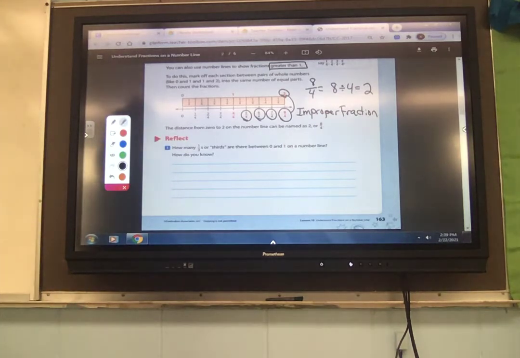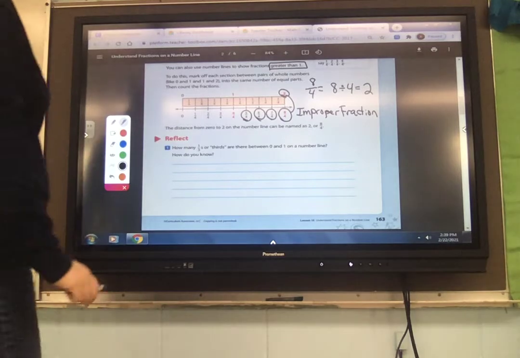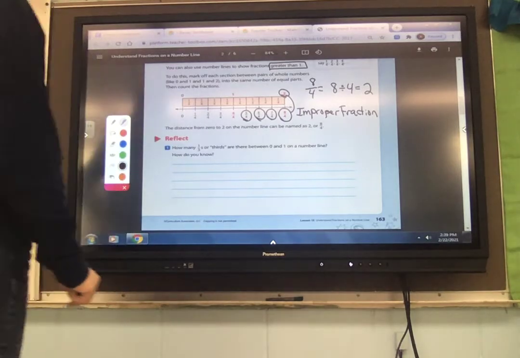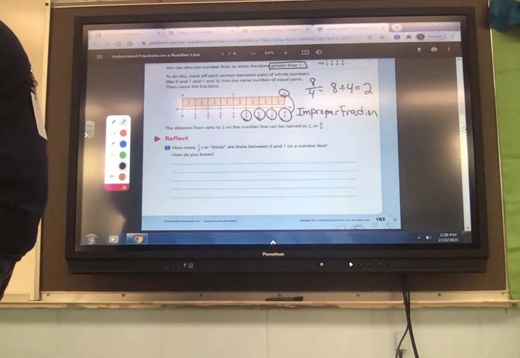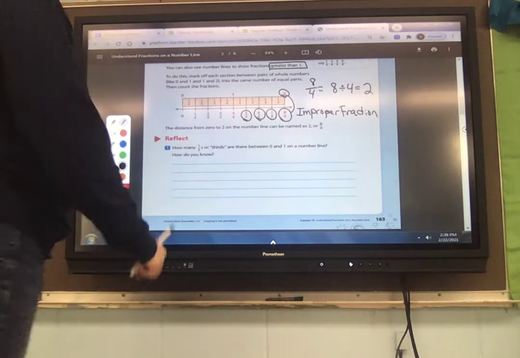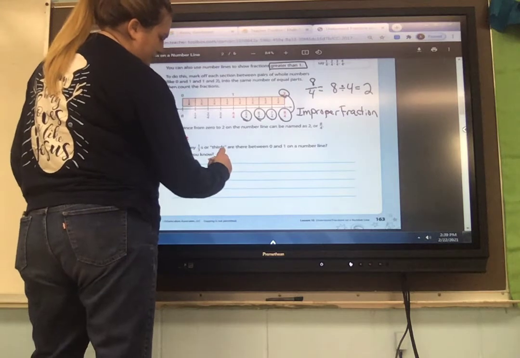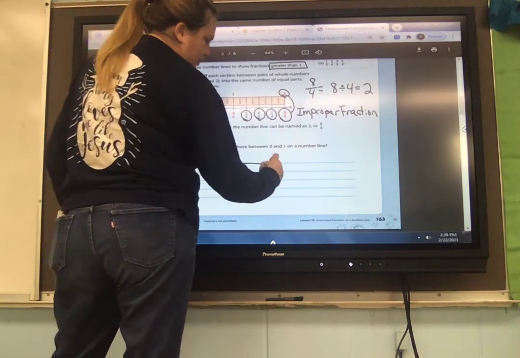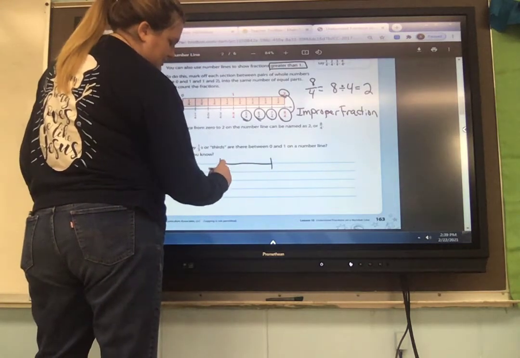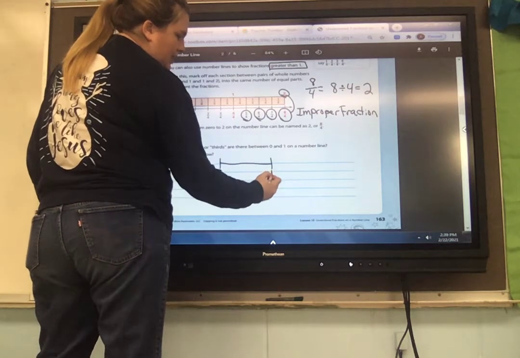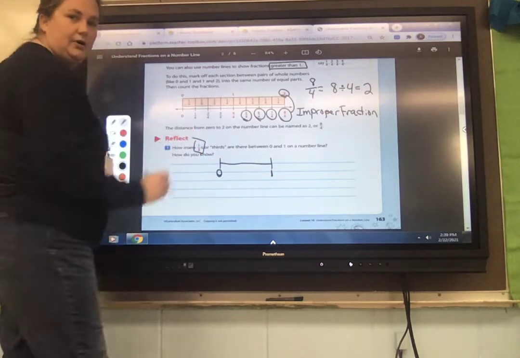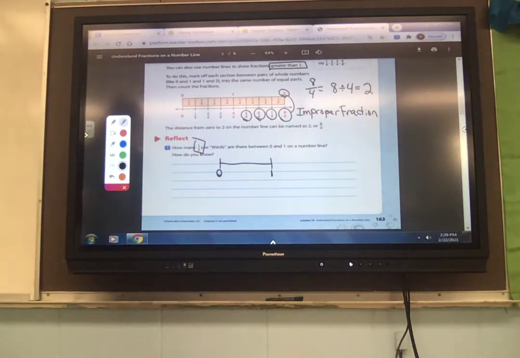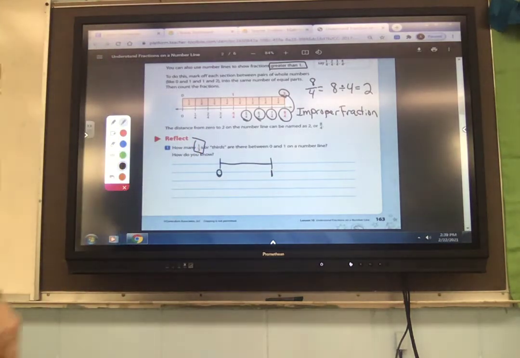Let's look at our question we're going to answer. How many thirds, 1/3, or thirds, are there between 0 and 1 on a number line? How do you know? Let's draw our number line. So remember I told you your number line needs to start at 0. We are not needing a fraction to go past 1 because this is not improper. 1, the numerator is smaller than that denominator 3.